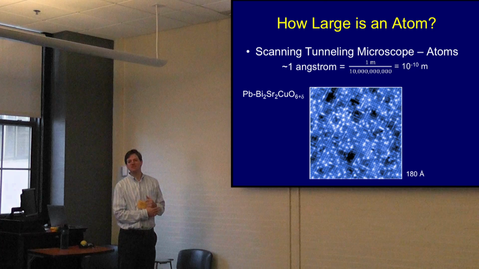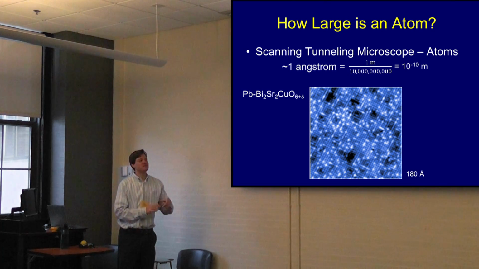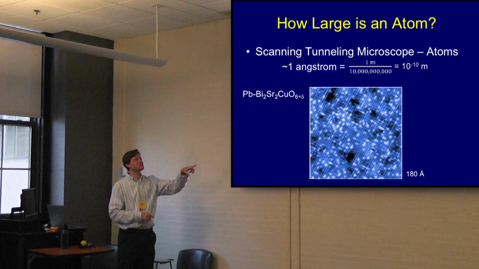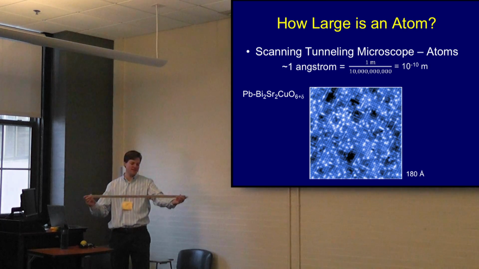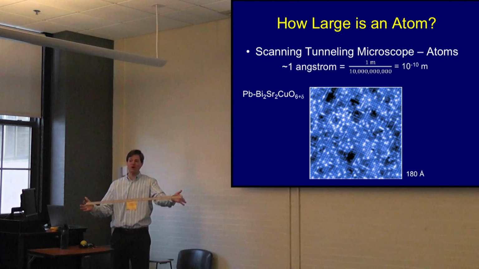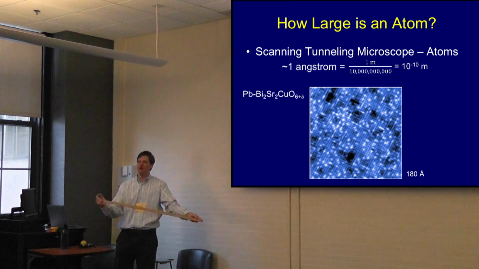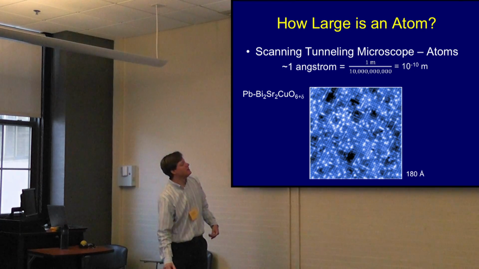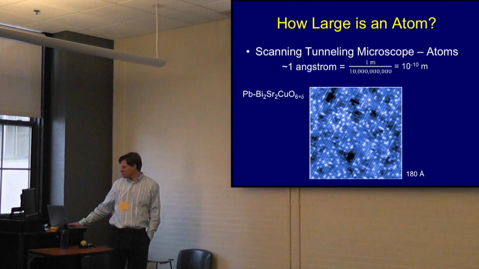What is an angstrom? It's actually even smaller. It's 10 to the minus 10 meters. It's actually 10 billionths of a meter. So again, take this meter stick, break it up into 10 billion parts. That's roughly the size of an atom. So we're getting very, very small here. But as small as it is, we can still actually image these.